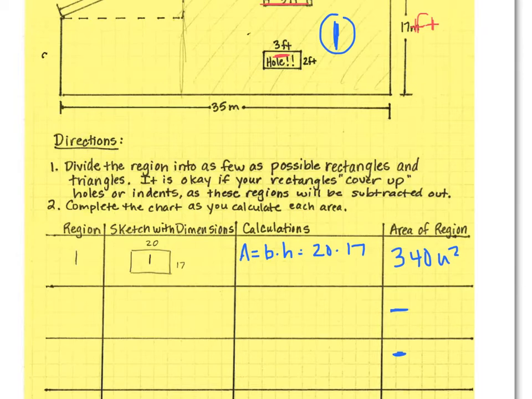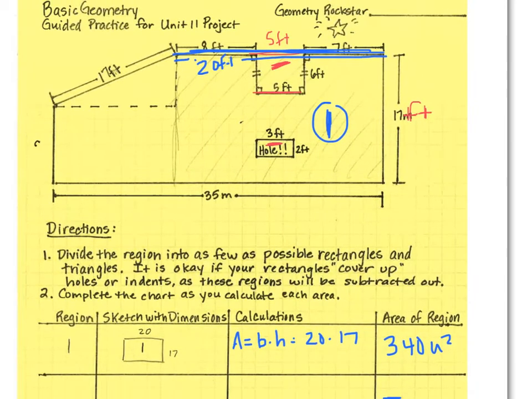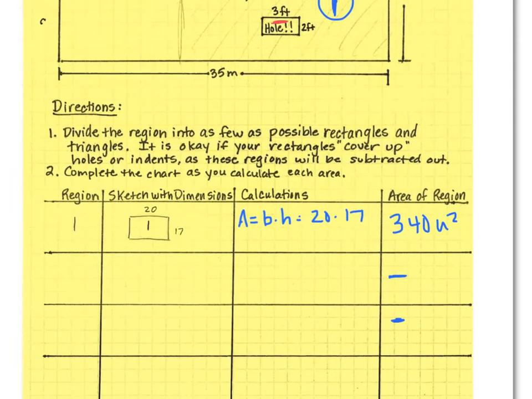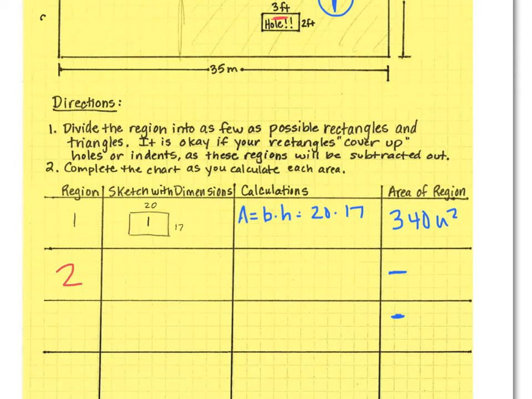So looking back at the image, I'm going to call region 2 this part up top. I'm just going to color that in red. Okay. Region 2 has a width of 5 feet, which I colored over, and a height of 6 feet. So down below, that's what we need to subtract out. Region 2 had a width of 5 feet and a height of 6 feet.